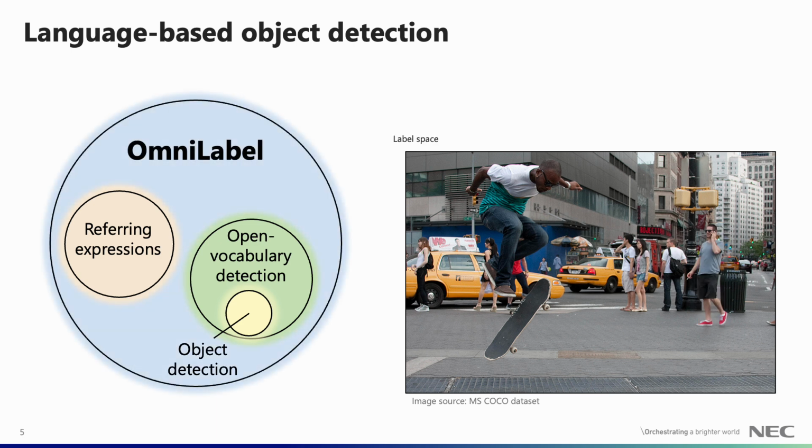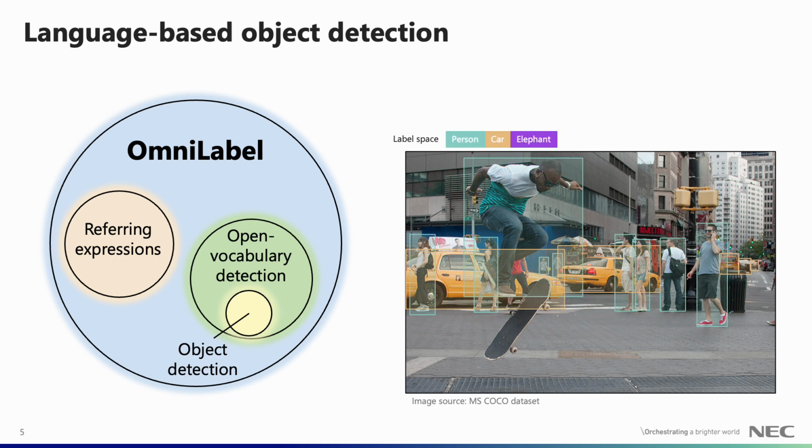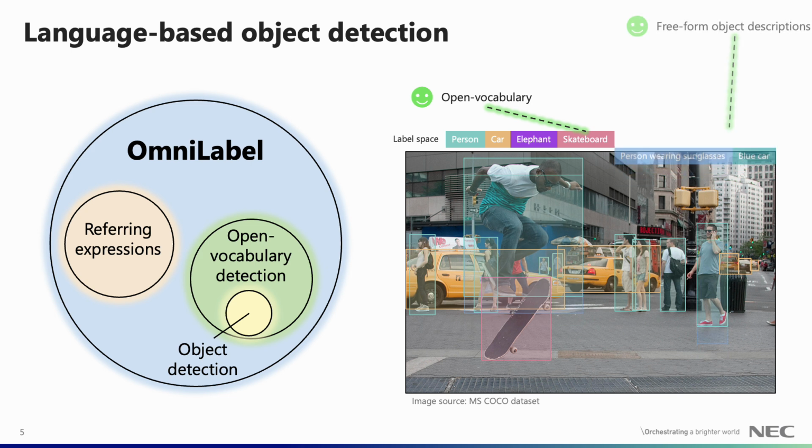And while there have surely been other detection settings, the goal of our proposed work, OmniLabel, is to set up a task and benchmark that subsumes standard object detection, open vocabulary detection, and referring expression comprehension. So here are the key properties of our new benchmark. First, the label space consists of simple categories like in standard object detection, but it also contains novel categories like in open vocabulary detection, and it also contains more complex object descriptions like referring expressions.